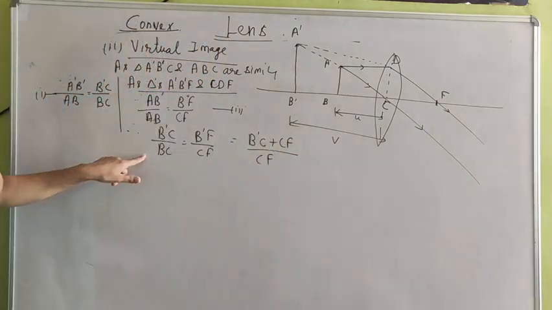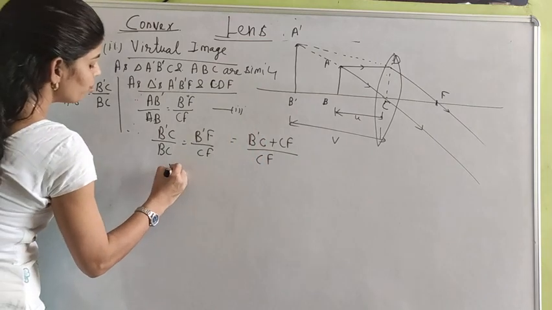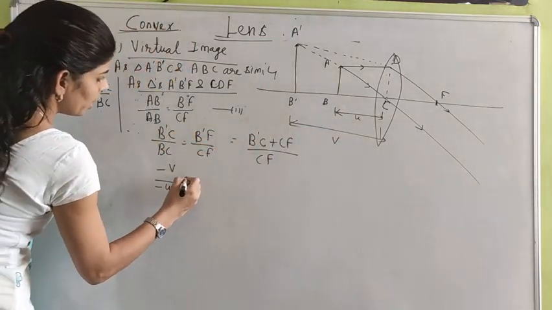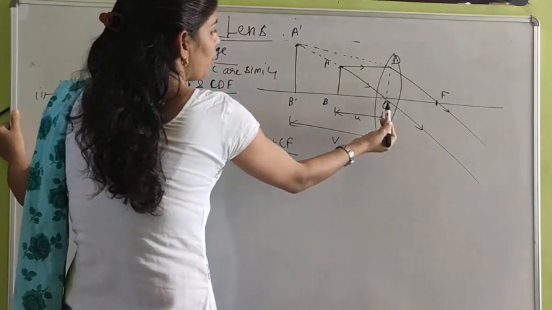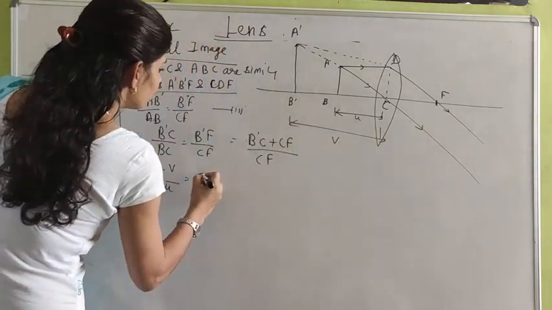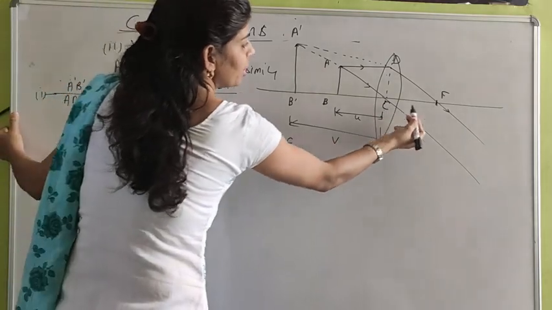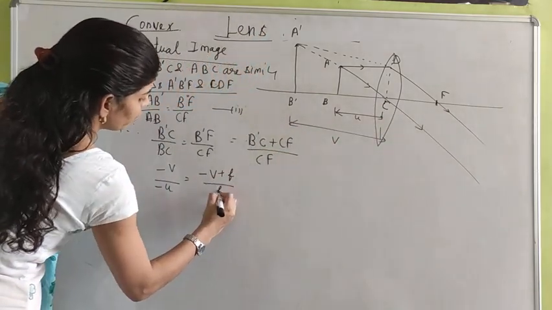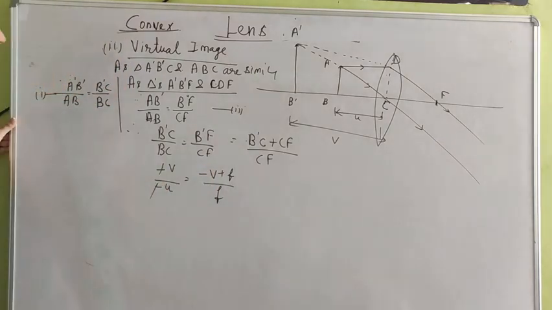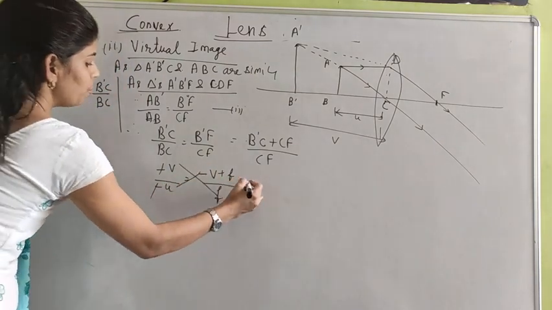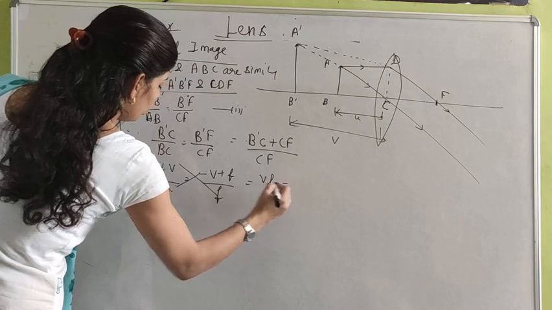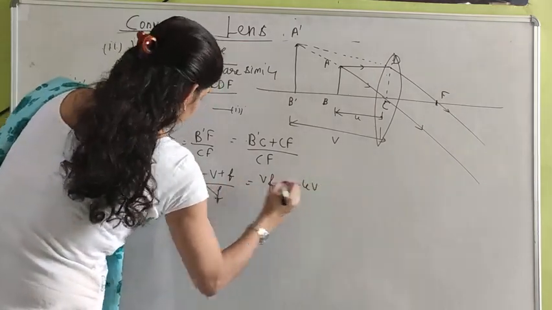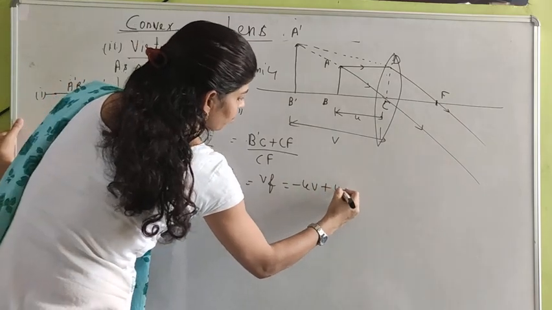Now B dash C is minus of V, BC is minus of U, and this is equal to B dash C is minus of V plus CF would be plus F. So plus F over CF, F. Now the minus and minus cancel. Now again cross multiply, it would be VF, and this is equal to minus of UV plus UF.